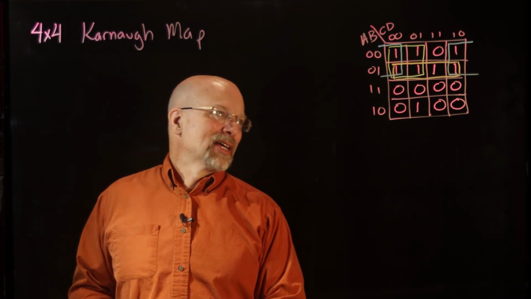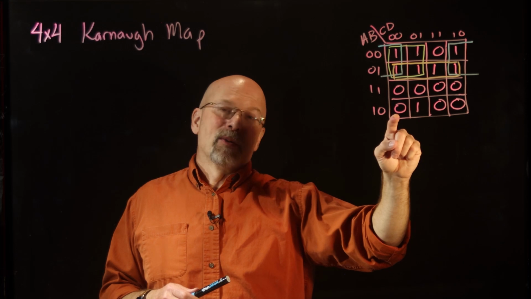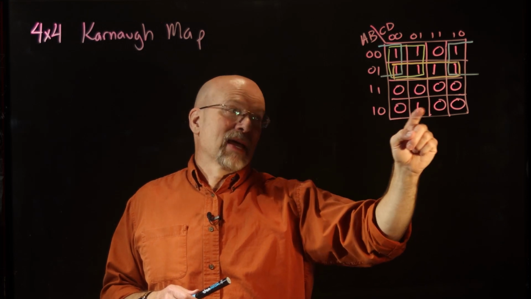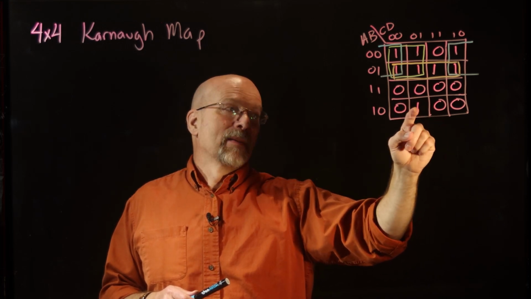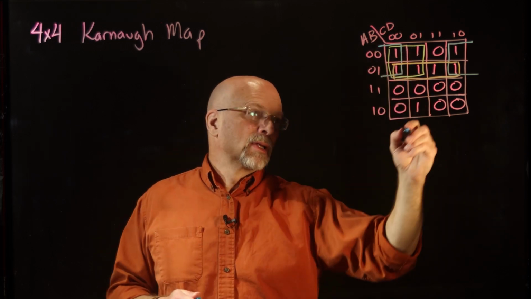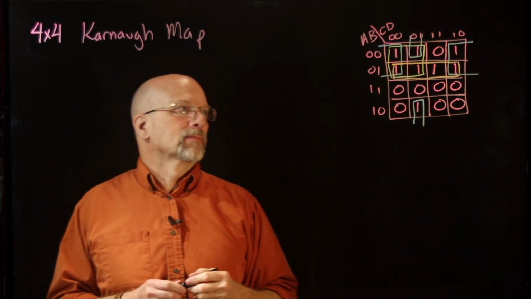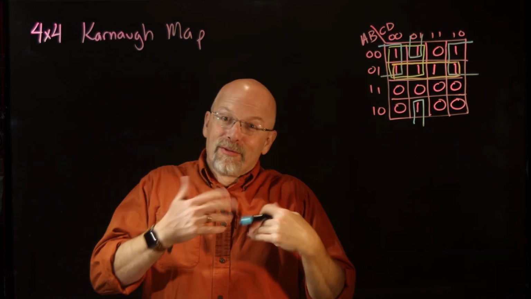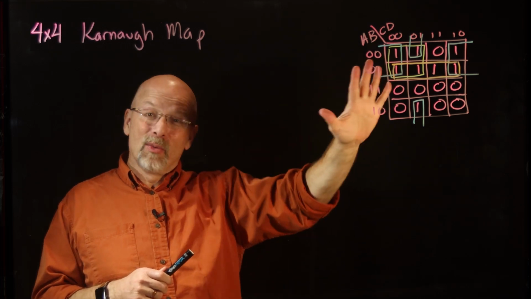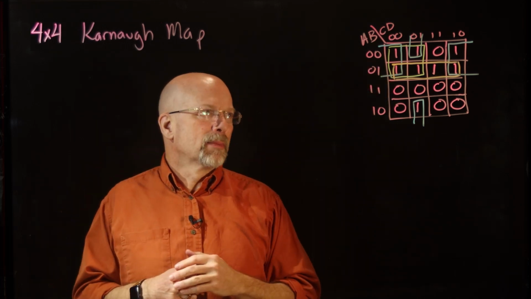And then the last one. There's one more 1 there. I can't pair it with the one to the left, can't pair it with the one above it, can't pair it with the one to the right. But I can cross boundaries and I can pair it with the one below it. So I have one more rectangle right there. And that's all the rectangles for this Karnaugh map. All the ones are covered, right? All the rectangles are as big as they can possibly be.